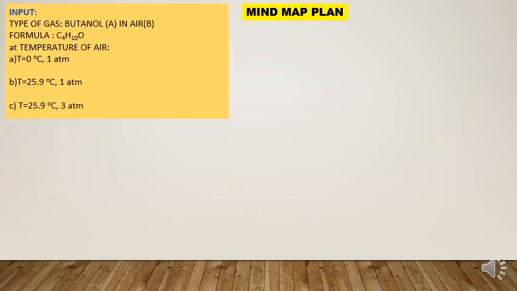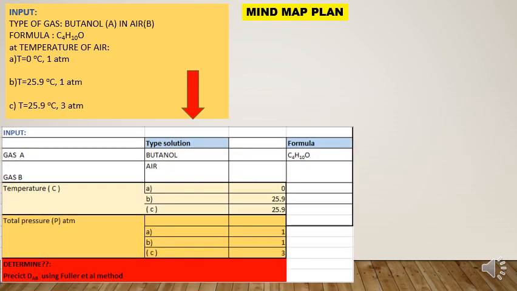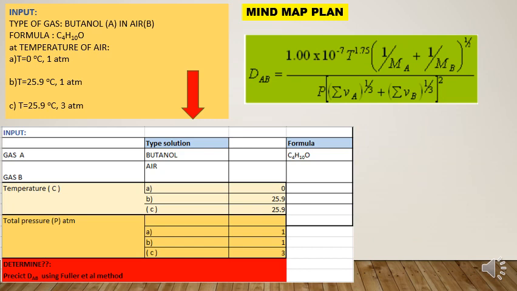Okay, let's plan how we can solve the question. We know that we need to determine the diffusivity at these 3 conditions, condition A, B, and C. In order to make things easier, I will draft it into this kind of a table, and then I will check with the equation. We have to use the Fuller et al. method equation. Okay, this is the equation. So let's check the parameters contained in the equation here.